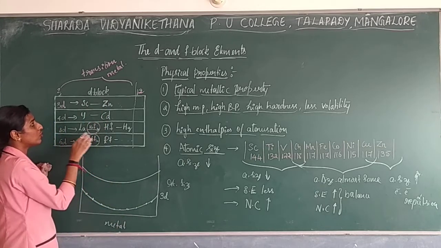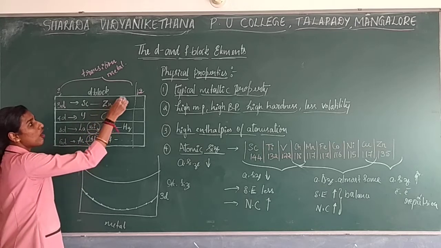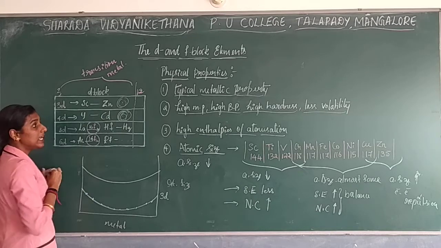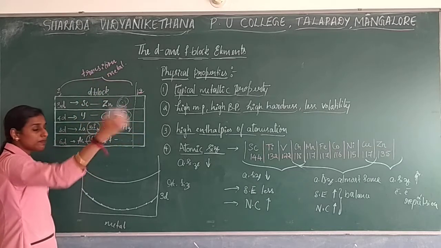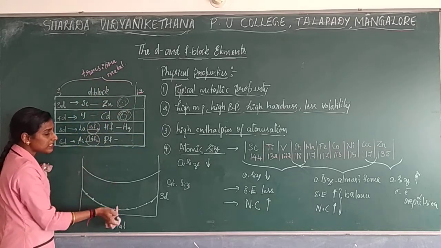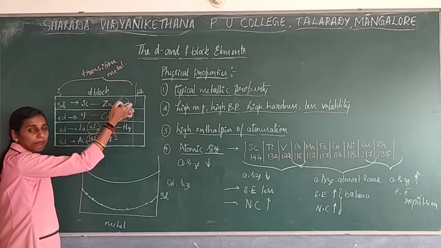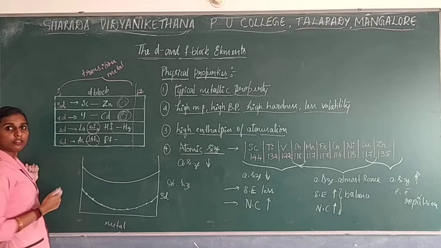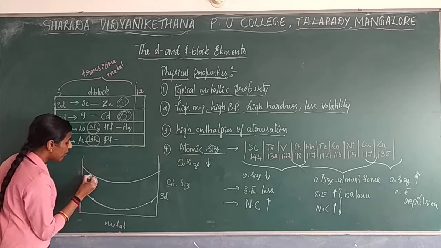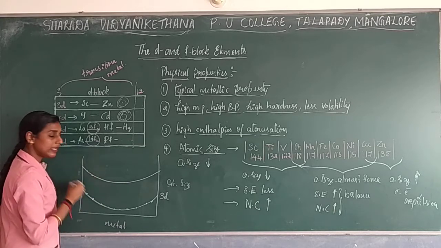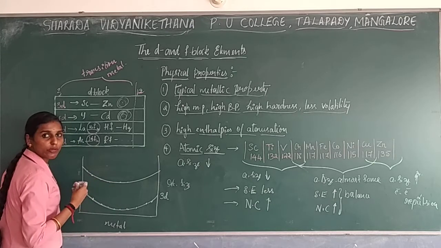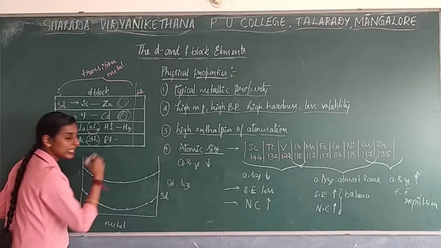As you move down the group, the number of shells will go on increasing. As the shells increase, the atomic size also should increase. When you compare with this, it should be more. So that's why this much difference can be seen between your atomic size. Here also the same thing: slightly decrease, then almost the same atomic size will be shown, and a slight increase will be shown.